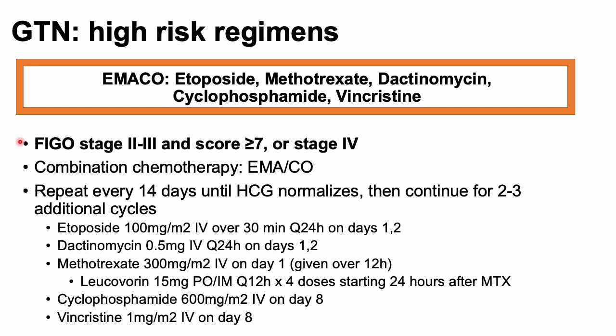So you calculated your WHO score. It was greater than 7. And so you're going to recommend EMA-CO. So that's etoposide, methotrexate, dactinomycin, cyclophosphamide, and vincristine. The vincristine is an O because the other name for vincristine is oncovin. And so you'll just have to know that the other name is oncovin. And so this is every 14 days, again, until the beta normalizes, and then you continue with consolidation chemo. Here are the doses here if you're interested.